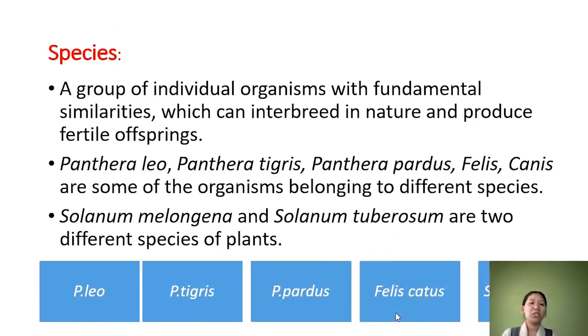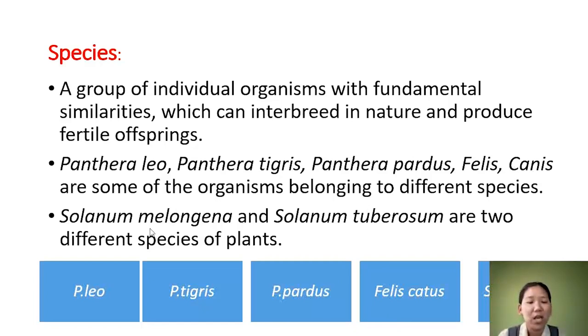Species, as we have already discussed in an earlier class, is a group of individual organisms with fundamental similarities, for example the species of dog. They can interbreed in nature and produce fertile offspring, so we consider them a species. Some examples: Panthera leo, that is lion, Panthera tigris, that is tiger, and Panthera pardus, leopard. Felis catus, that is cat, and Canis lupus or Canis familiaris, that is dog, are organisms belonging to different species.